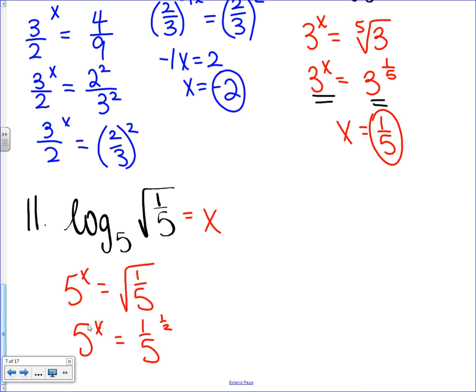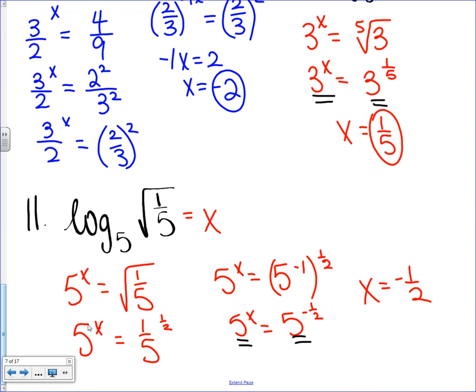Now you'll notice that's in the denominator. That 1/5 has a 5 in the denominator. So if I want to bring it up to the numerator, that would be a negative exponent. So this is now 5 to the -1, and then I still have that power of 1/2 outside. So now those exponents will get multiplied because that's what your properties of exponents tell you to do. And now that I have common bases, I can set my exponents equal, and I know that x is equal to -1/2.